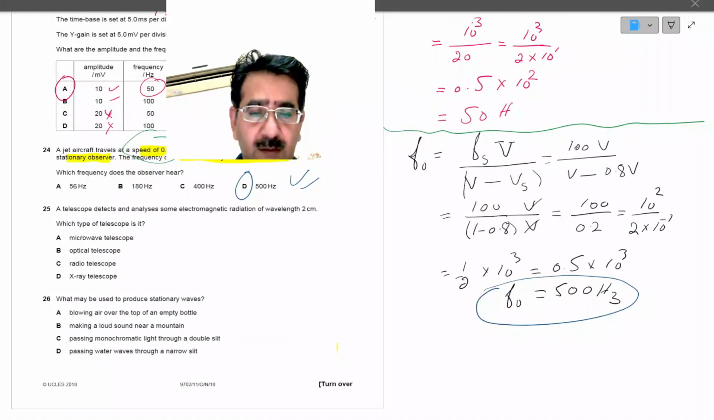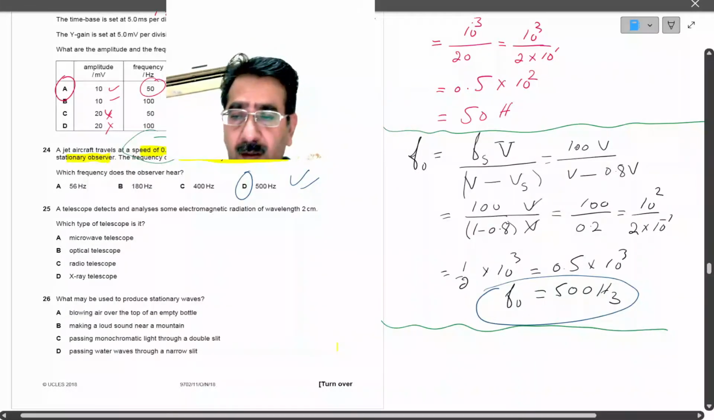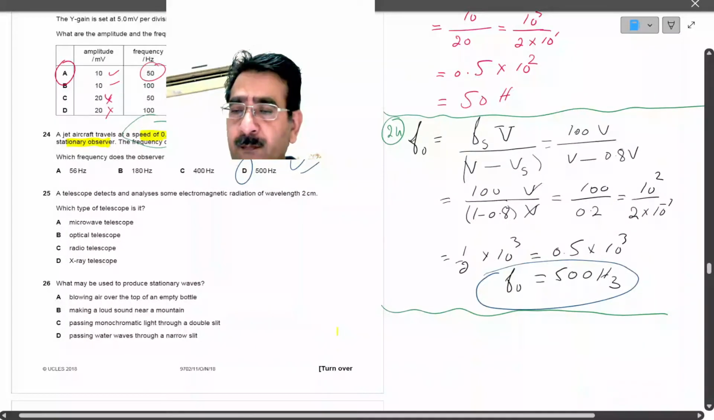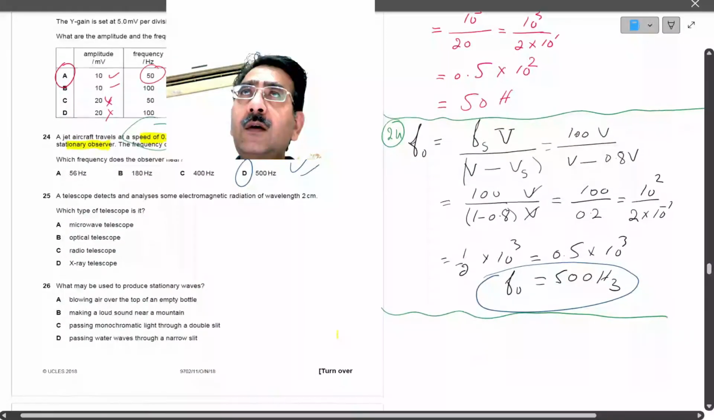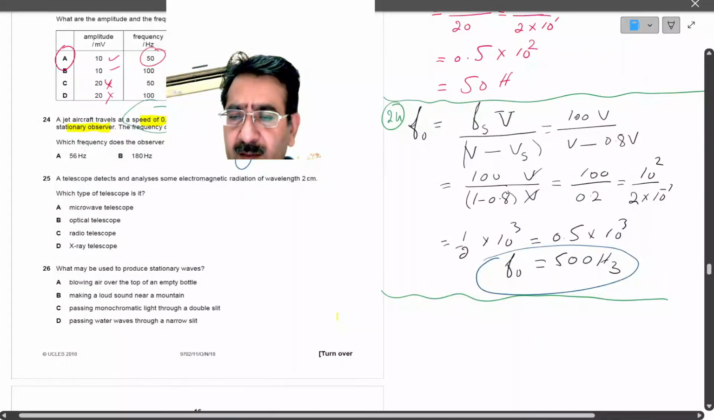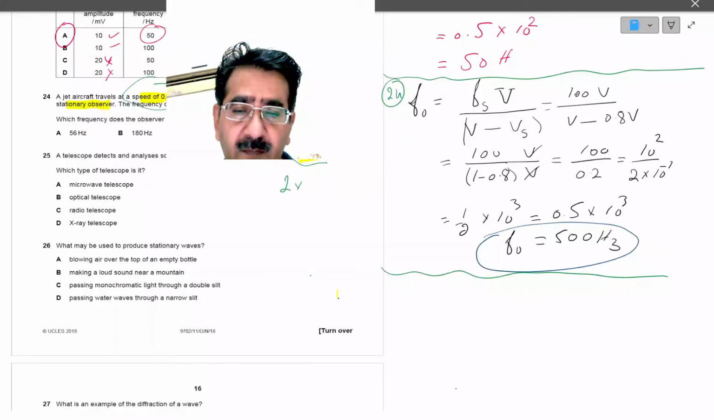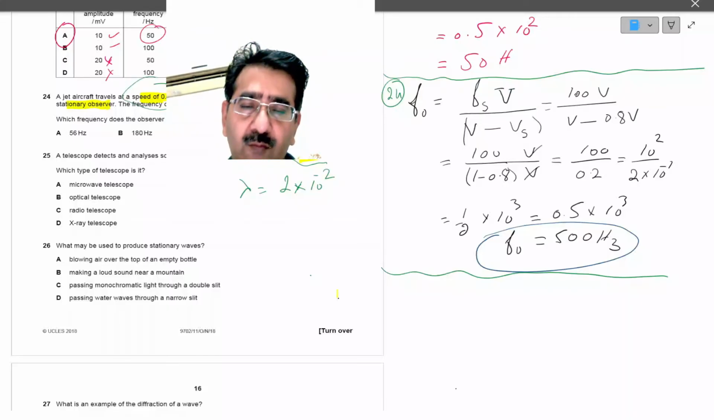Okay, the next question. This was 24. The next question is 25. A telescope detects and analyzes some electromagnetic radiation of wavelength 2 centimeter. The wavelength is 2 multiplied by 10 raised to power minus 2 meter.